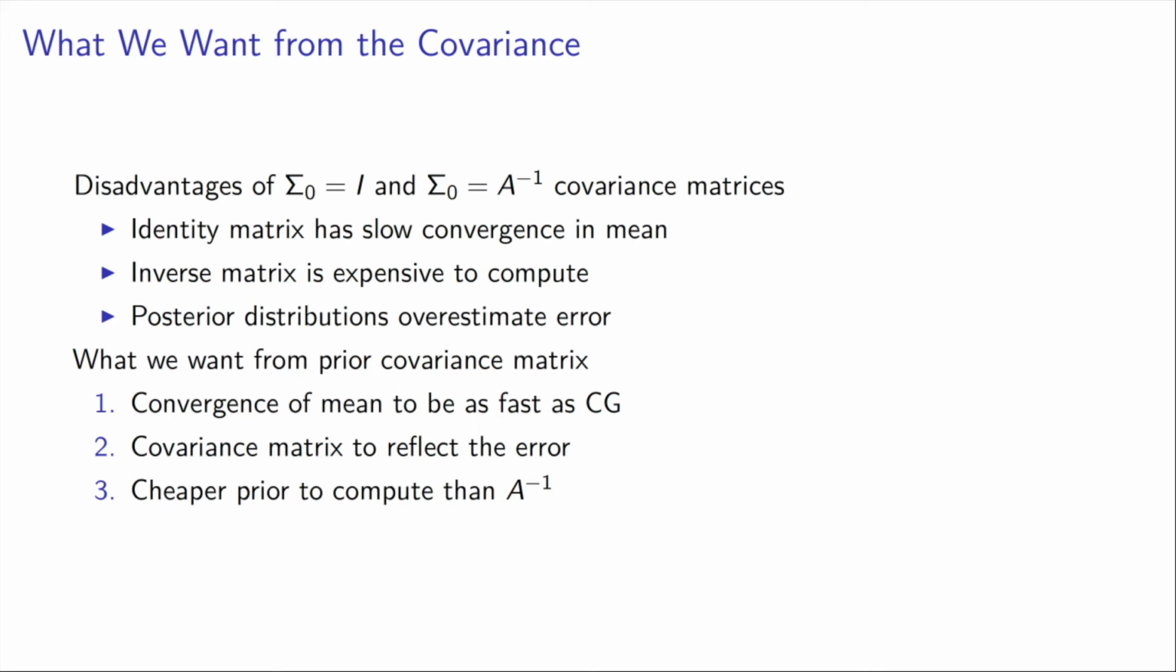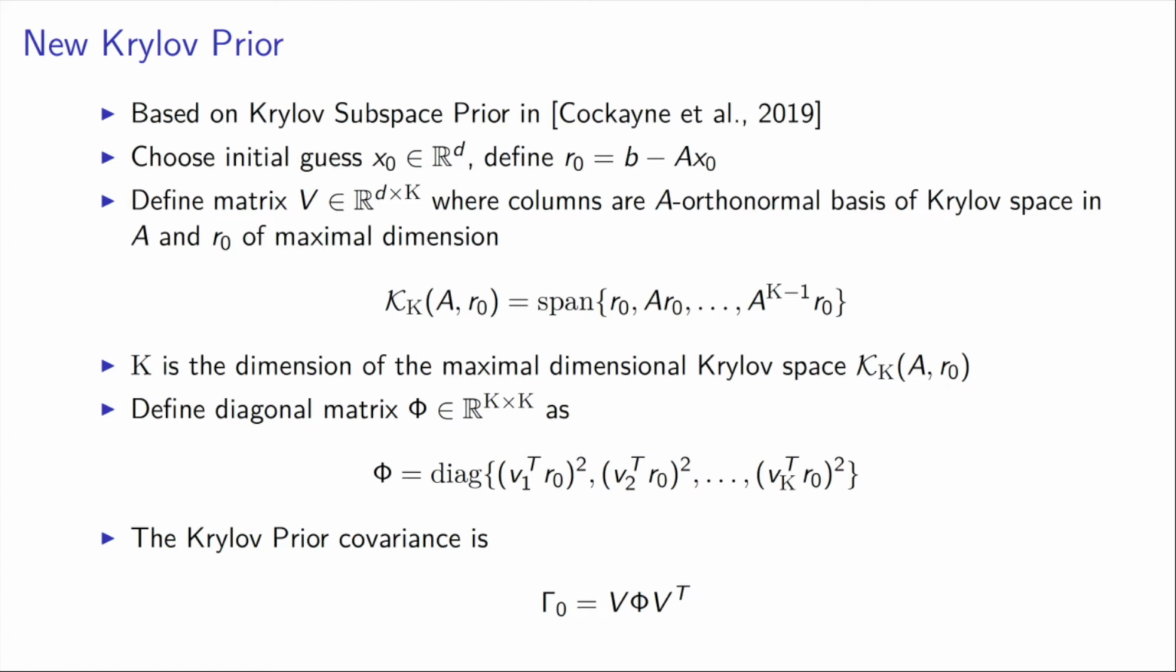What we want from the prior covariance matrix is that the convergence of the mean to be as fast as it is in CG. We want the posterior covariance matrix to reflect the error, and we want the prior covariance matrix to be cheaper to compute than A inverse. Our solution to these problems is to introduce a new Krylov prior. This Krylov prior is going to be based on the Krylov subspace prior in the original Bayes CG paper. To make it, we choose an initial guess x0, which is going to be the same as your prior mean, and then define the initial residual as b minus A times x0.